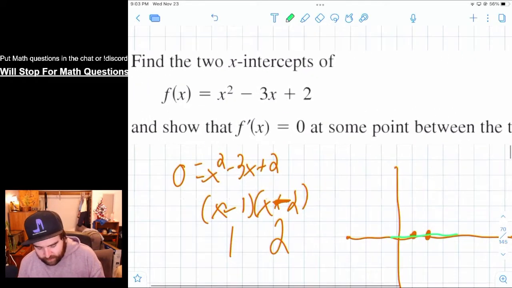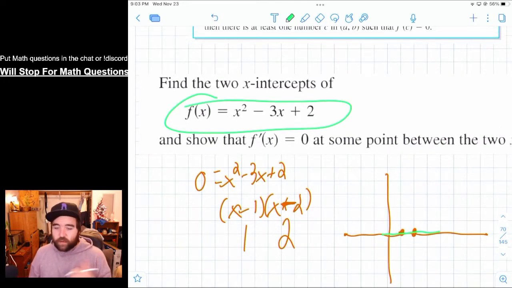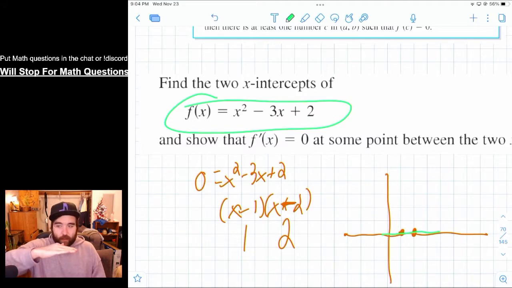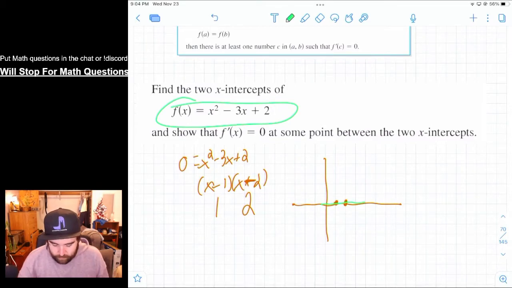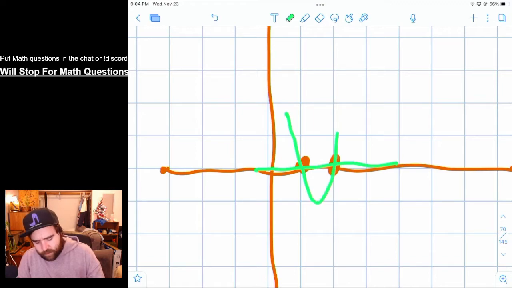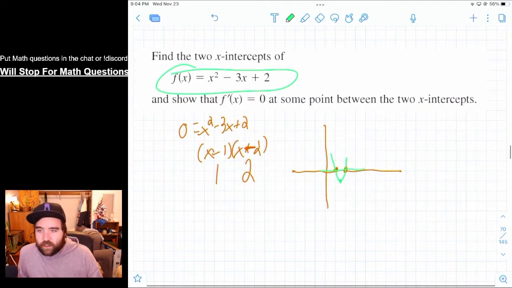And since this is a polynomial, polynomials are always continuous, always differentiable. So since this function is continuous between 1 and 2, and it's differentiable between 1 and 2, and the slope between those 2 points is 0, that means at some point in the middle, the slope of the tangent line will have to be 0 between those two x-intercepts. And that, of course, just makes sense to us because we know this is a parabola, so we know that somewhere down here, the slope of the tangent line will be 0.